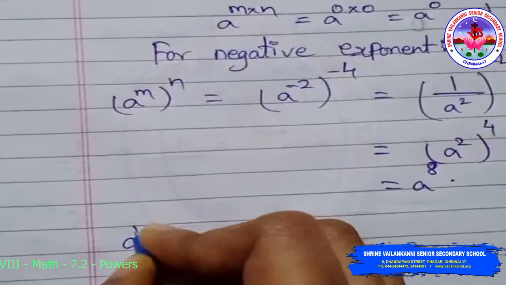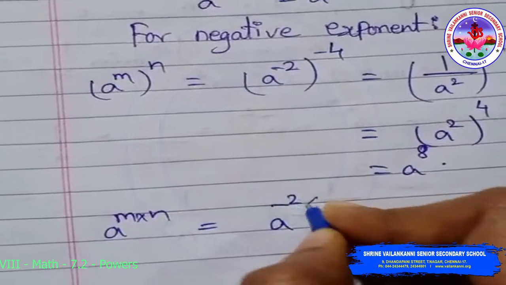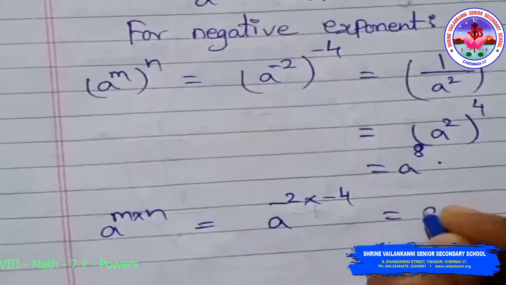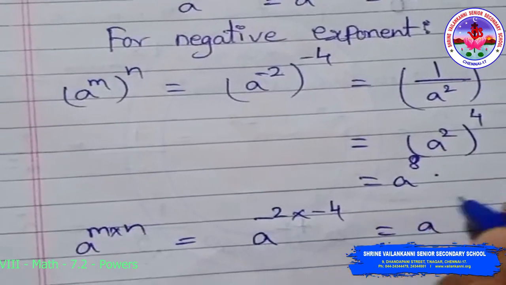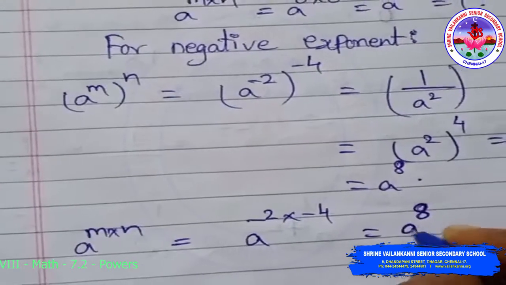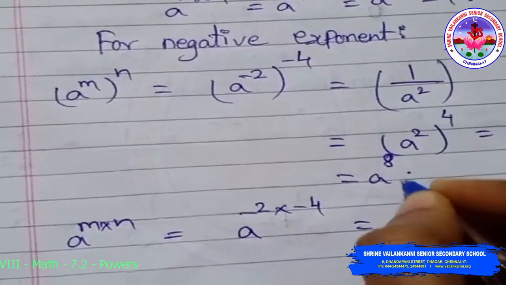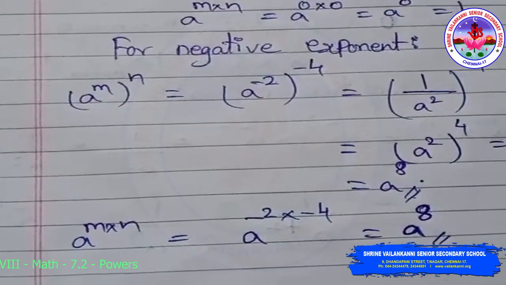Next, a power m into n is equal to a power negative 2 into a power negative 4, which is equal to a power negative into negative, positive 8. So, 4 twos are 8, negative into negative is positive, a power 8. So, the LHS is equal to the RHS.